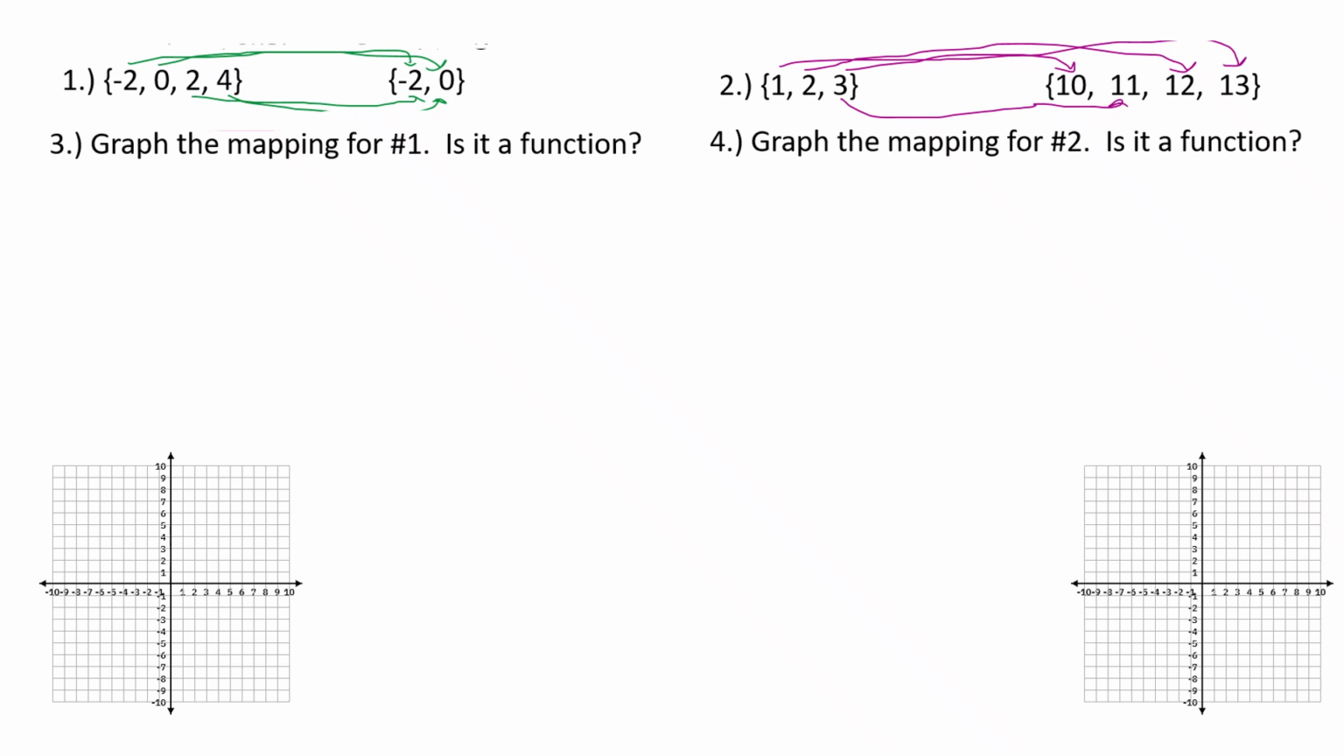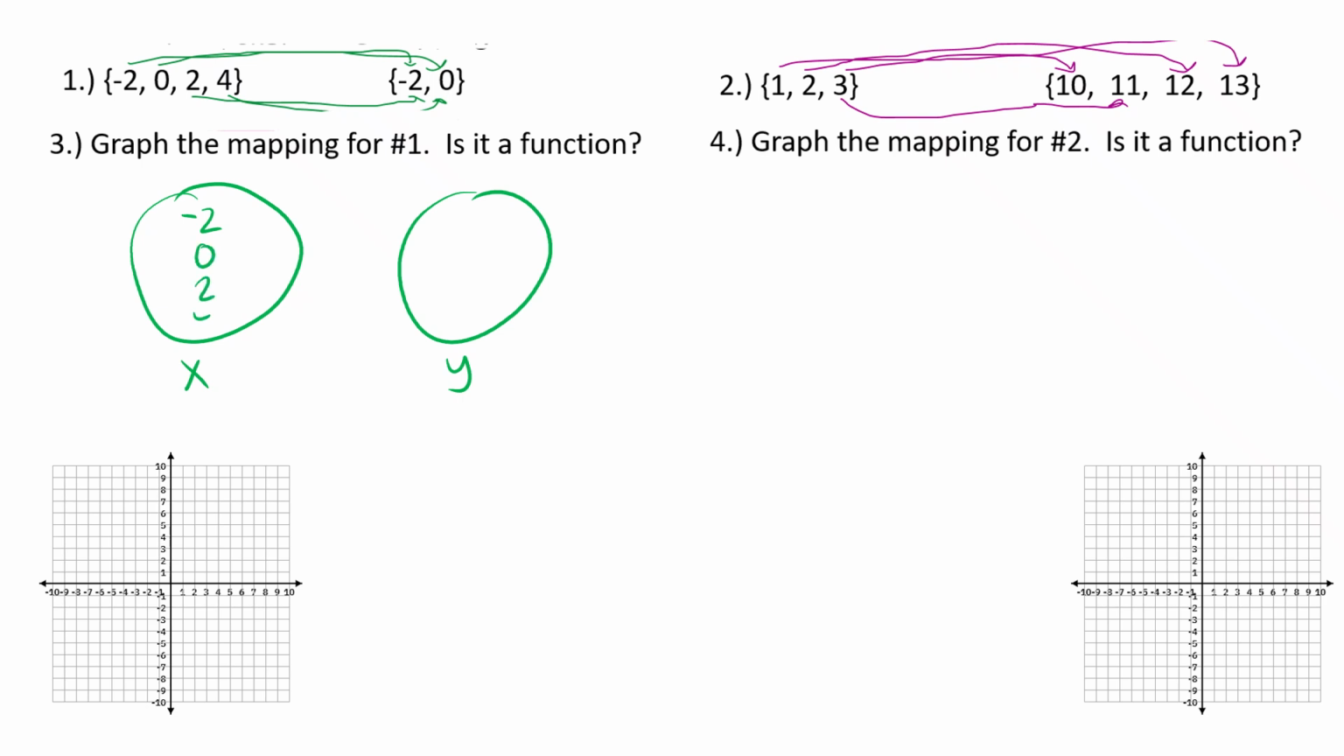Okay, so for this first one, I'm going to try to keep the coloring as consistent as I can. The first part of this was to take the mapping and write it in that vertical form with the circles. So I'll set up a circle for my x's and a circle for my y's. In my x set, I've got -2, 0, 2, and 4. And in my y set, I have -2 and 0.